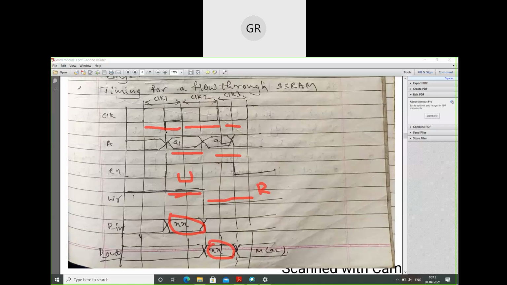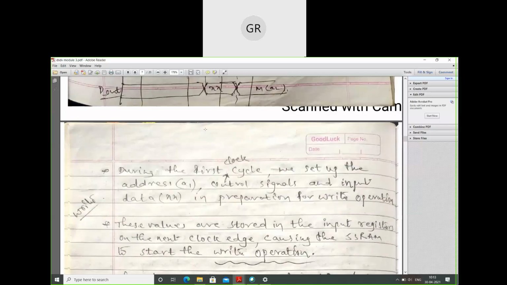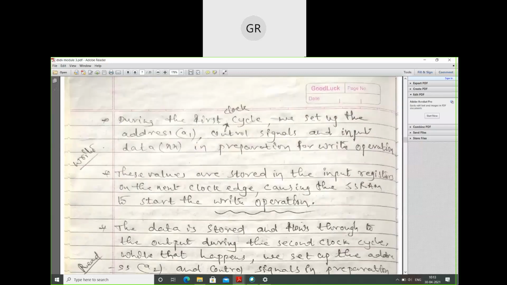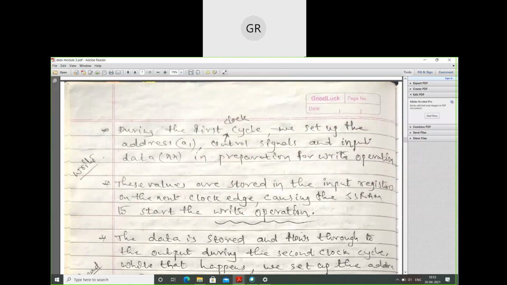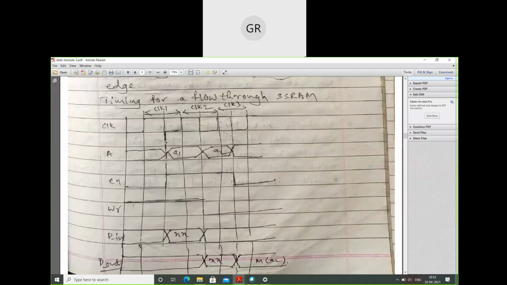A brief explanation about this timing diagram. During the first clock cycle, we set up the address A1, control signals, and input data in preparation for the write operation. During clock 1, input A1 and the control signals are enabled. Enable is high, which enables the read and write operation. Then the write signal is high. That means the write operation has started. Then this data can be stored within the cell.